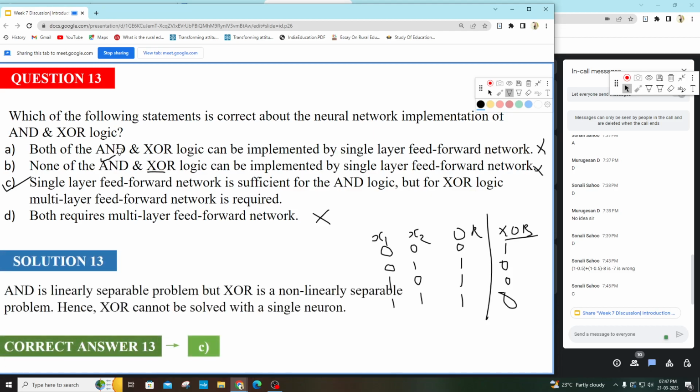What about the NOT gate? NOT logic, NOT gate, it can be done with one layer only. NOT is 1 0, right? Let me erase this.